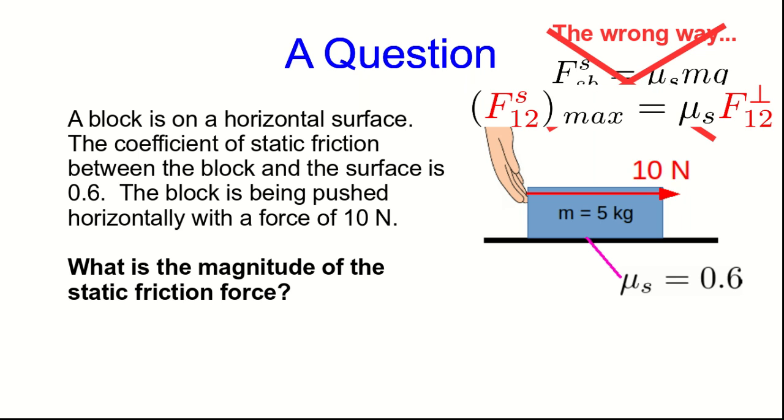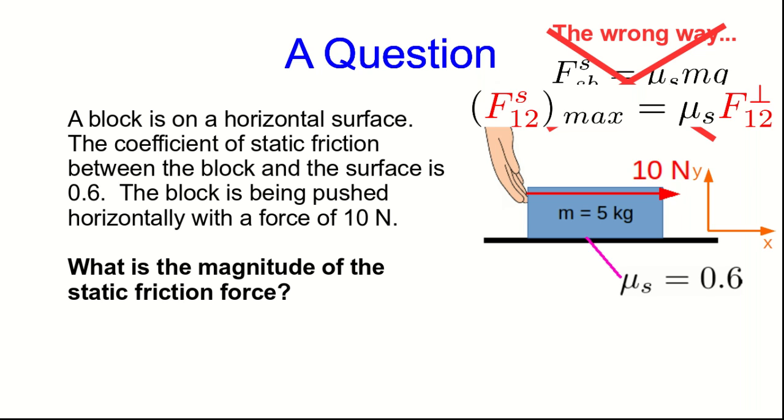That's the maximum static friction. All that's telling us is that whatever this static friction is, it had better be less than 30 newtons. So the correct way to do it is to realize, well, the block isn't sliding, its acceleration is 0, and so the vector sum of forces must be 0, and so the static friction must be exactly canceling the 10 Newton force that you're exerting to the right. It must be 10 newtons to the left.